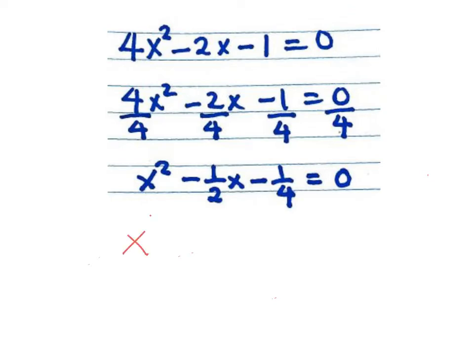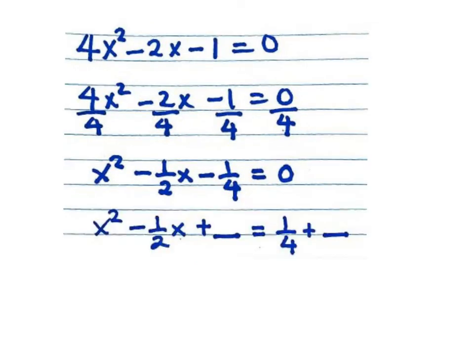So you're going to have x squared minus 1/2 x equals 1/4. Remember that moving this to the other side actually changes the sign, because effectively you're adding 1/4 to both sides. That's what you did. So it becomes plus on the other side. Okay, let's move on. So here is 1/4 on the other side.